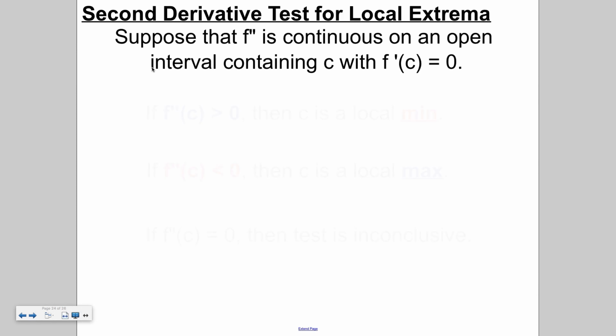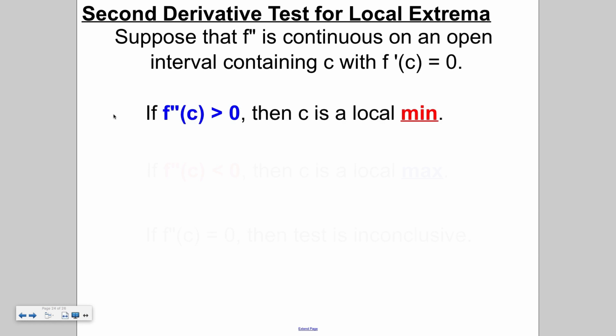And this is called the second derivative test for local extrema. So we're going to suppose that f double prime is continuous on an open interval containing C, where f prime of C equals 0. So this point C is our possible critical point. So if we take the second derivative and we plug our critical point in, if f double prime of C is greater than 0, or positive, then C is a local minimum.